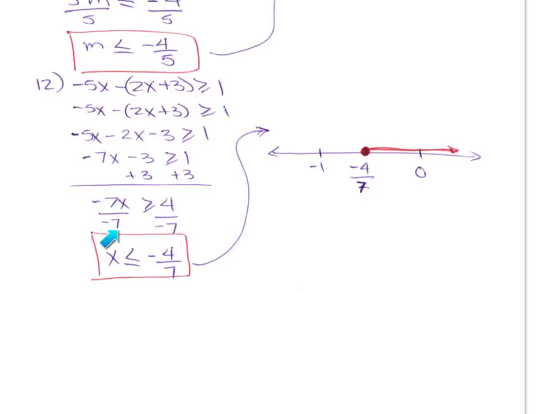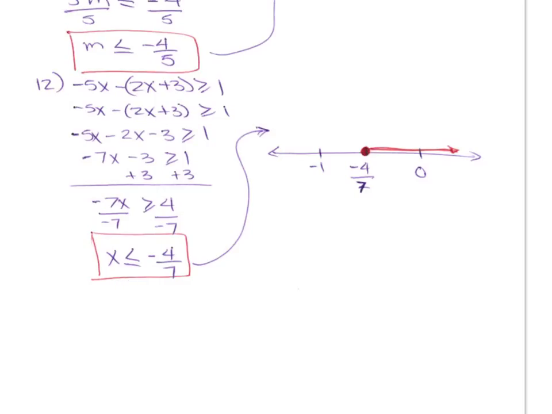Because we divided by a negative number, notice that this sign right here actually flipped. So it reversed. It flipped. So now we have x is less than or equal to negative 4 over 7. So now we plot it. Here's our negative 4 over 7. We're using a solid or a filled-in dot because of the equal to part.